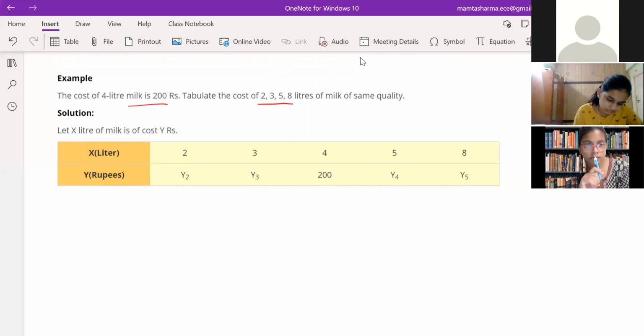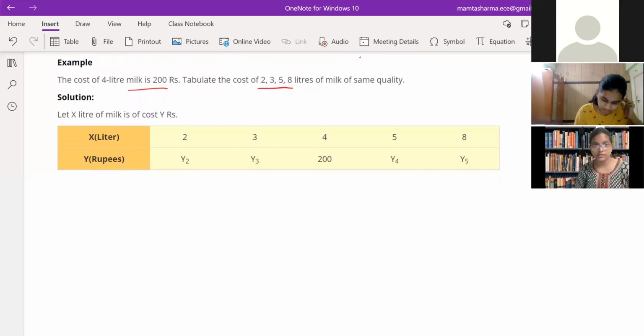See, instead of AB, you can take the x1, y1 method also. For 4 liter milk, ma'am, so 2 liters will be 100 rupees, 3 liters will be 150 rupees, 5 liters will be 250 rupees, and 8 liters will be 400 rupees.